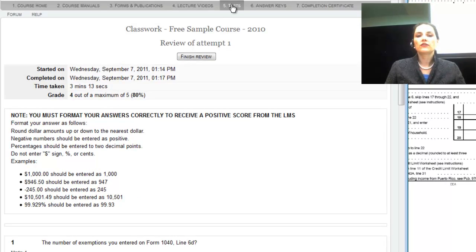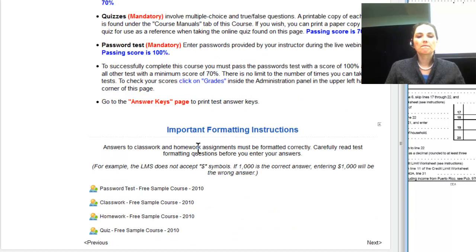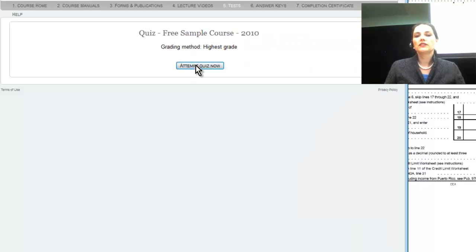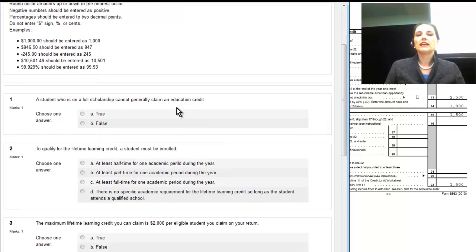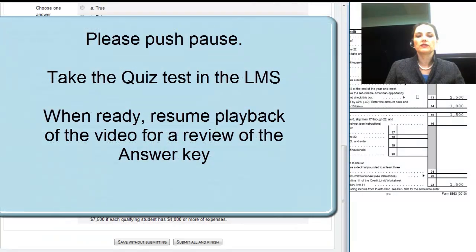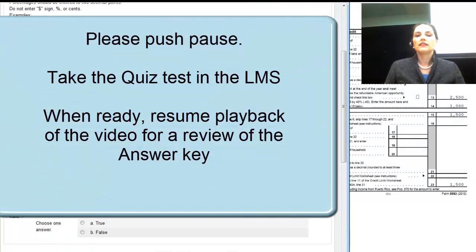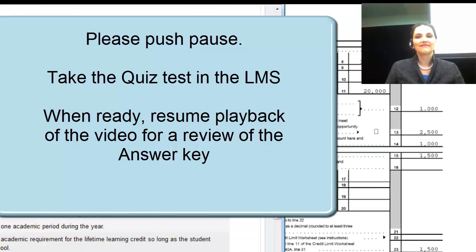I'm going to go now and take the quiz test. The quiz test is a multiple choice true-false type format. And at this point, I would like you to go to the LMS and take the quiz. You can see the questions that are entered. There are a total of 6 quiz questions. Please push pause at this point, go to the LMS, and take your quiz. When you have finished taking your quiz, please resume video playback for a review of the answer key to the quiz.